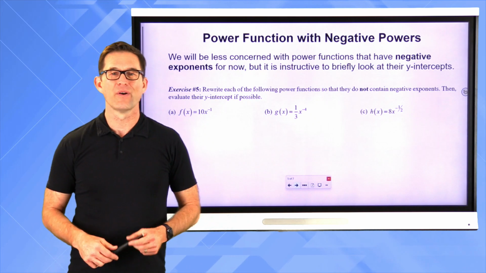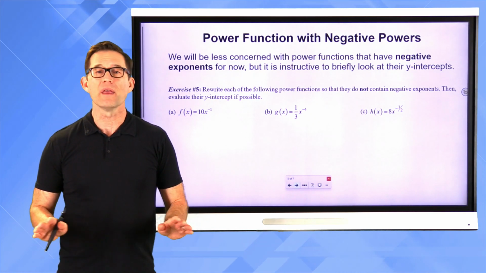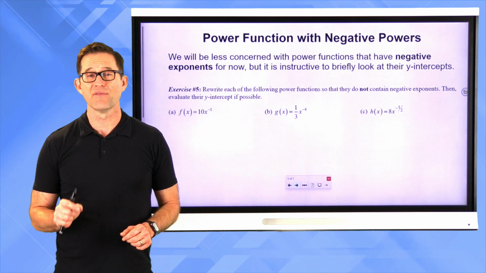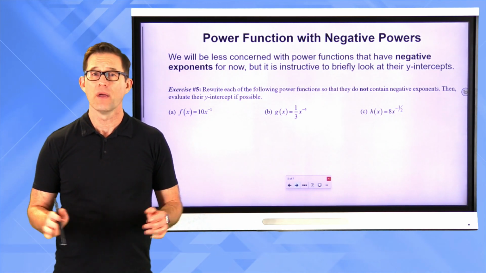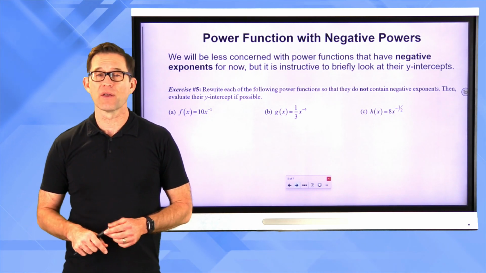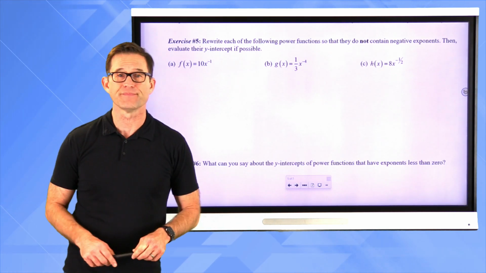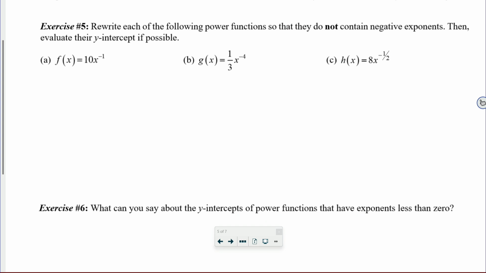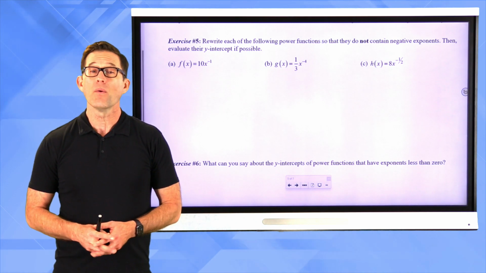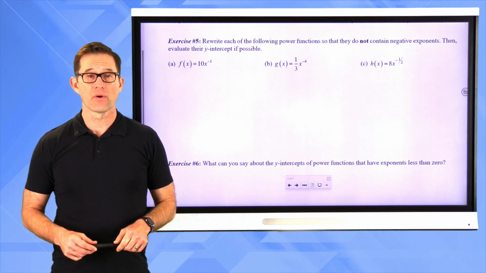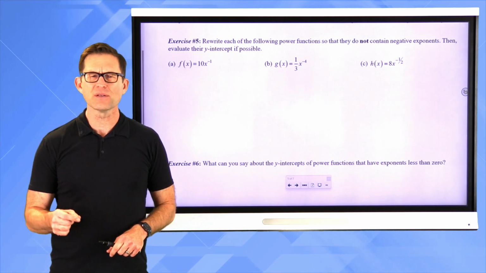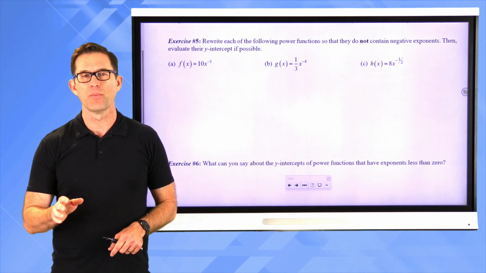Now let's talk about power functions with negative powers. We will be far less concerned with power functions that have negative exponents for now, but it is instructive to briefly look at their y-intercepts. So let's take a look at exercise number 5. Rewrite each of the following power functions so that they do not contain negative exponents. Then evaluate their y-intercept if possible. Why don't you go ahead and try that for letter A and see what you find. If you absolutely need to, use your calculator, but I'm hoping you don't need to.